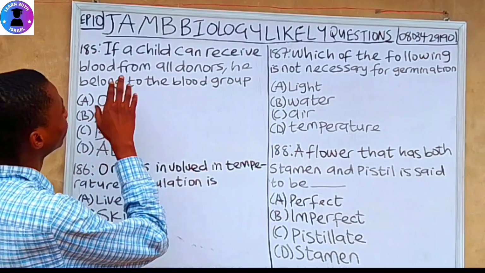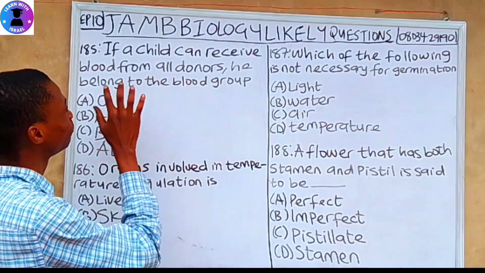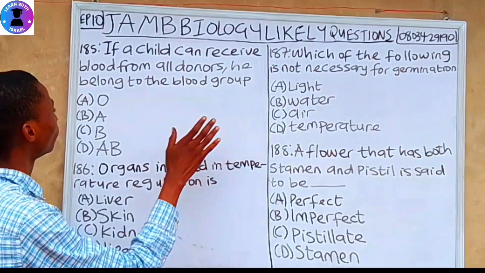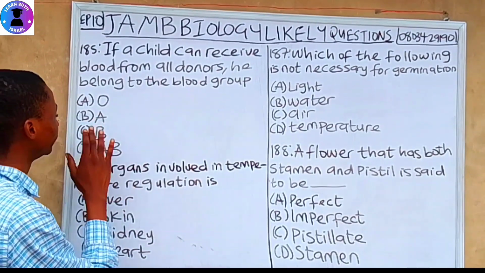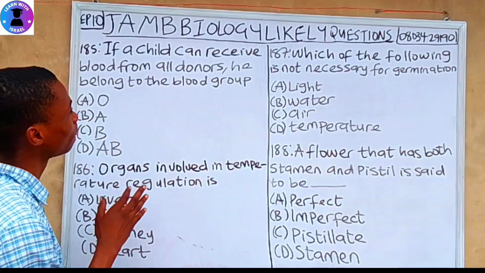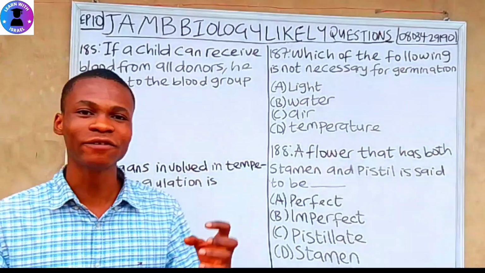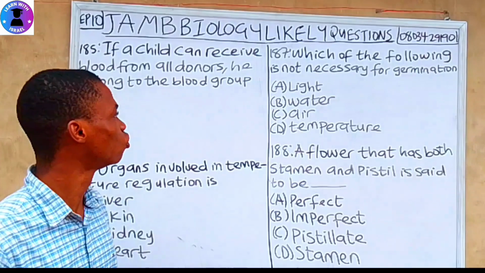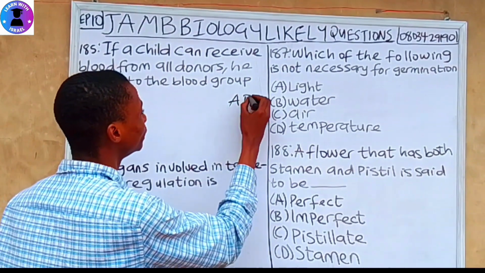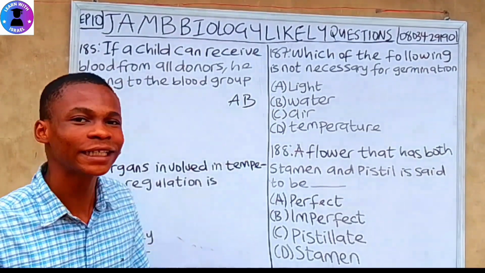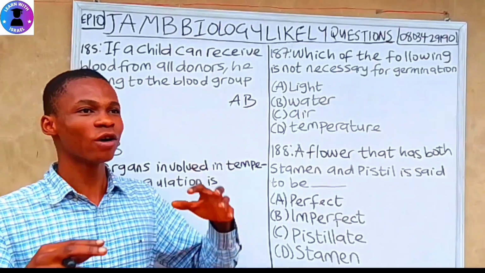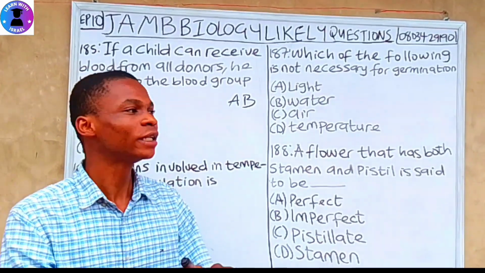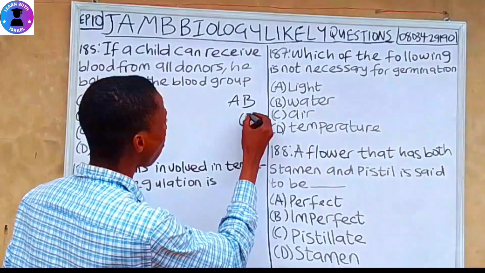Question 185. If a child can receive blood from all donors, he belongs to the blood group A. O, B. A, C. B, D. AB. If a child can receive blood from all donors, he belongs to group AB. And if a person can donate blood to all groups, that person belongs to group O.